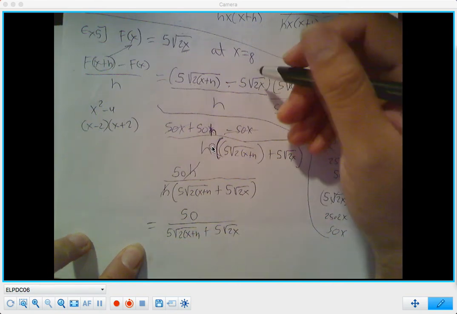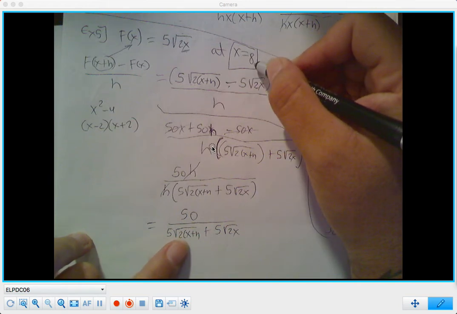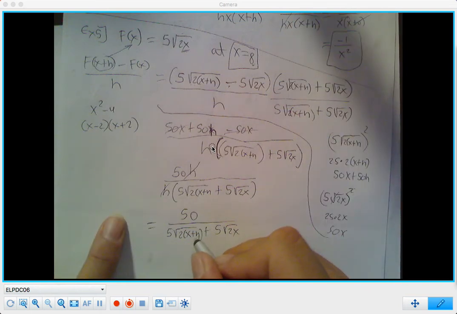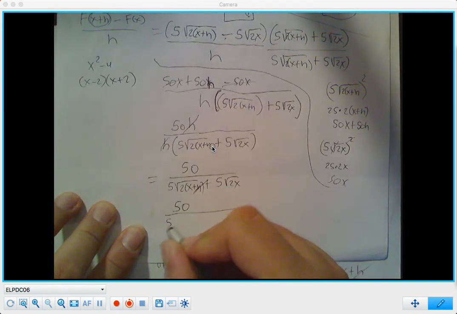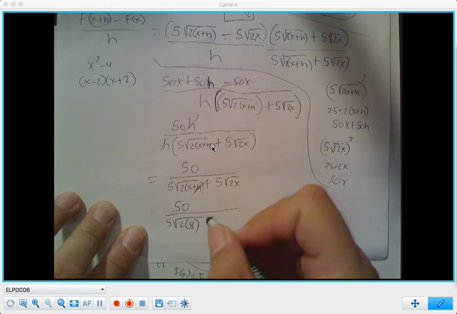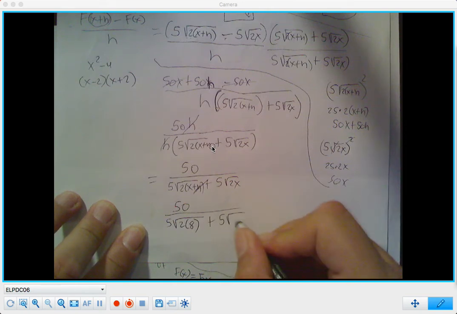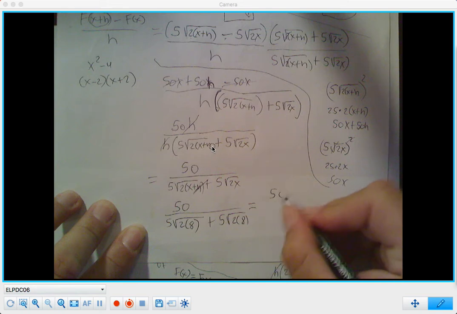The cool thing about this is they're telling us at x equals 8. What does that mean? Instead of my x, I'm going to plug in 8. Remember that the h, because this is the limit, is going to go away to 0. So I just plug in. So now I have 50, and then I have 5 square root of 2 times 8, that's the number that they want us to write, plus 5 times the square root of 2 times 8. Okay? Let me go on this side. The top is just 50.